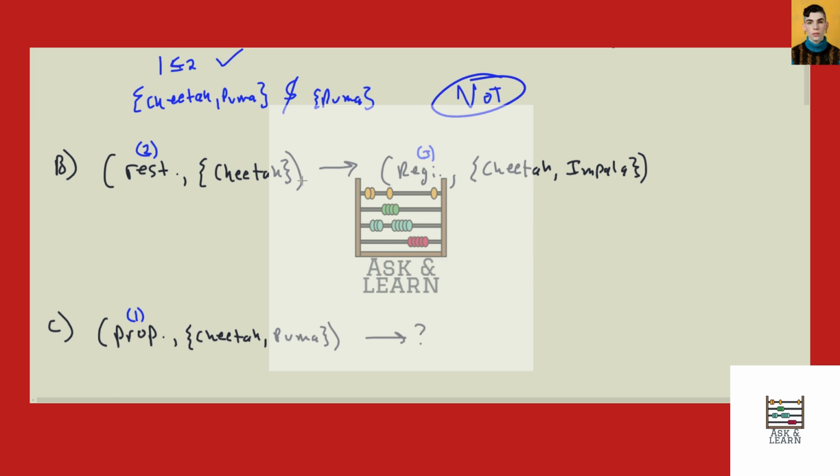Now, what about the second one? Well, 2 is less than or equal to 3, so that checks. And Cheetah is also a subset of Cheetah Impala. So this also checks, so we can pass this information.